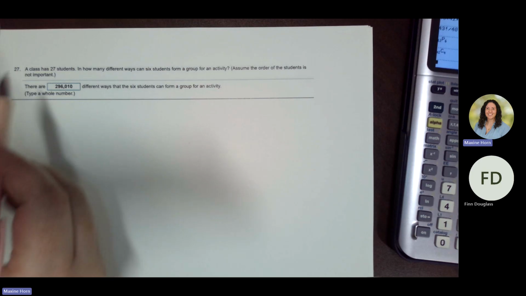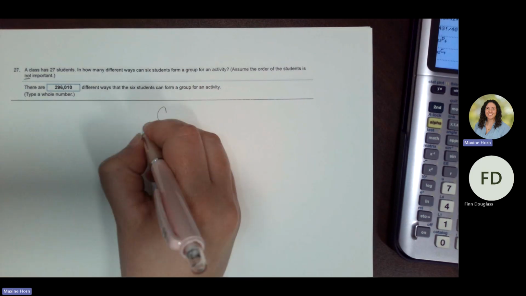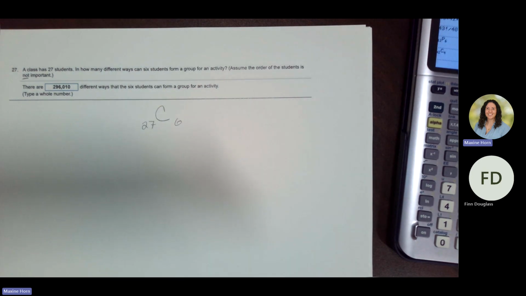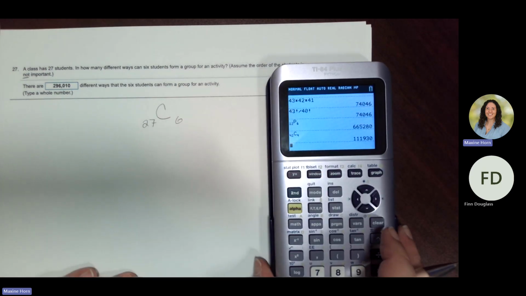Okay, a class has 27 students. How many different ways can 6 students form a group for an activity? And assume that the order of the students is not important. Okay, order is not important, then it's a combination. We've got 27 students to choose from, and we're going to be pulling 6 of them in groups of 6 for the activity.